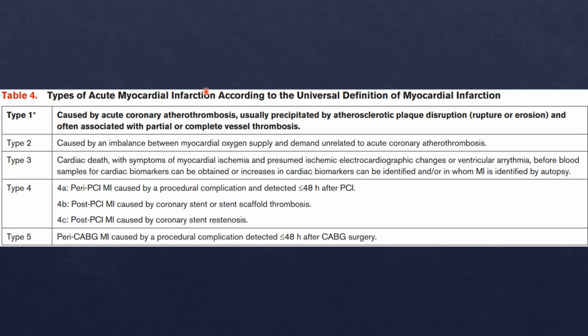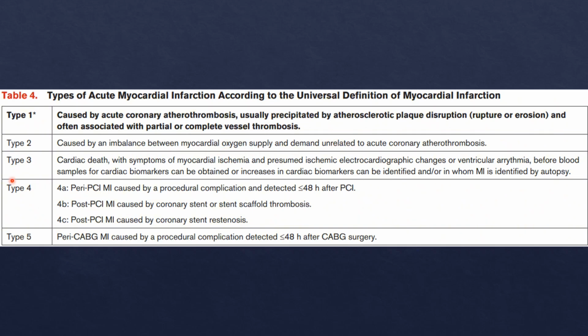So let's talk about the different types of myocardial infarction. Type 1 myocardial infarction is caused by acute coronary atherothrombosis, which is usually precipitated by atherosclerotic plaque disruption, which can be either a rupture or erosion, and is often associated with a partial or complete vessel thrombosis. In contrast, type 2 MI is caused by an imbalance between myocardial oxygen supply and demand.